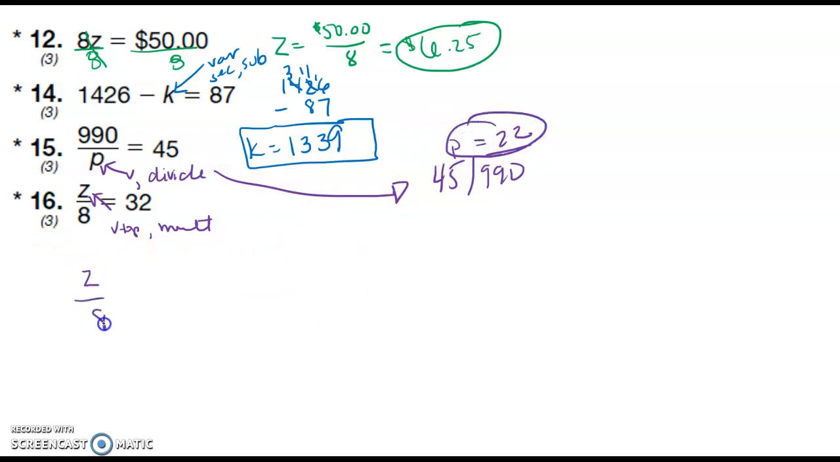And then here I have z over 8 is equal to 32. I'm going to multiply both sides by 8. So my 8's cancel here. My z comes down. My equals comes down. And I have to do 32 times 8, which is 256.